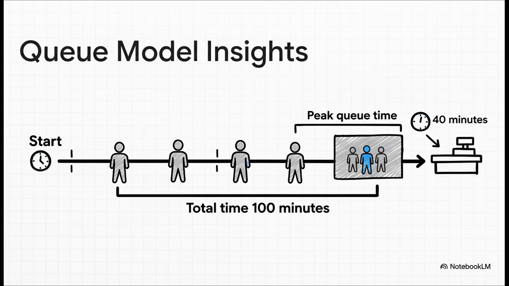And just like that, our simple little model gives us some really powerful insights. We can see exactly how long each person's service takes, we know who had the longest wait, and we can even pinpoint the exact time window when the line was at its absolute worst. I mean, this is data a store manager could actually use to figure out when to open a second register.